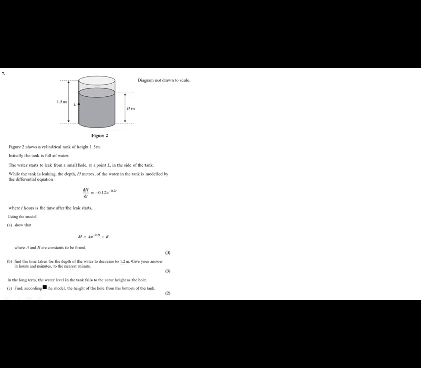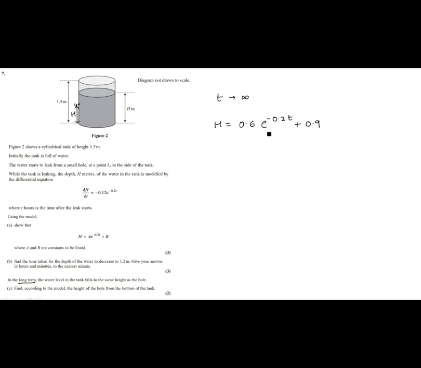So now last part, in the long term, the water level in the tank falls to the same height as the hole. Find according to the model. So in the long term means when t is very large. So when t is large, you can say t is infinitely large, then h is 0.6 times e to the power minus 0.2 t plus 0.9. So when t is infinitely long, the water level in the tank falls to the same height as the hole. So this becomes h here. So we need to find according to the model the height of the hole from the bottom of the tank.